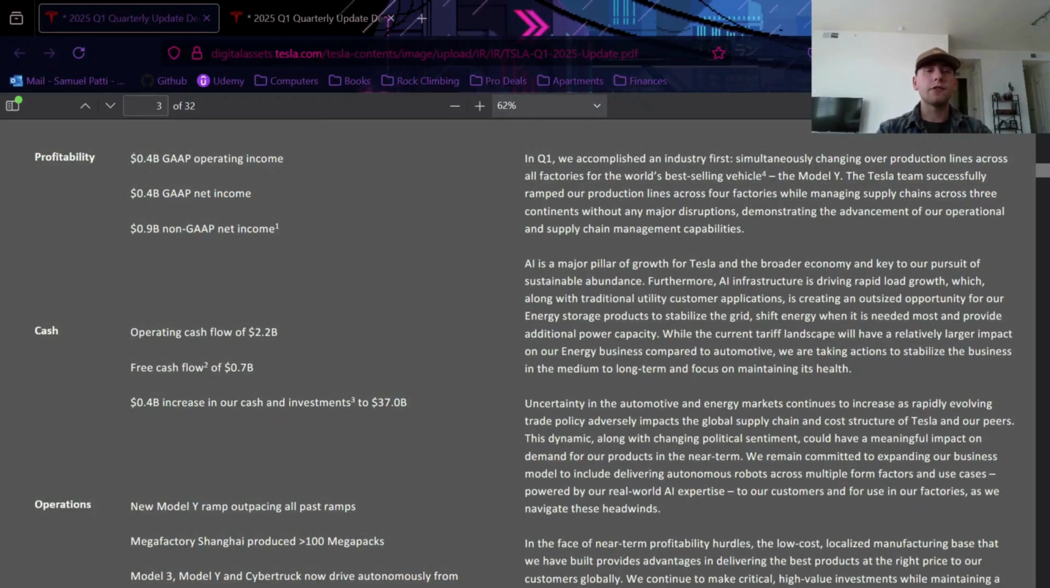All right, diving right into Tesla's quarter one earnings statement. So this is their investor presentation that you can find directly on their website by looking up Tesla Investor Relations and then downloading the slide deck from there. On this front page, we see some metrics about profitability, cash, operations, and then a little bit of a summary about Tesla's operations and performance during this quarter.